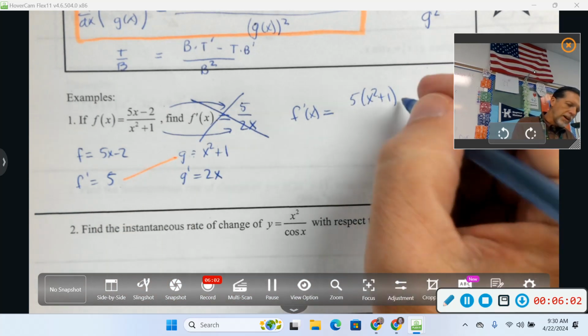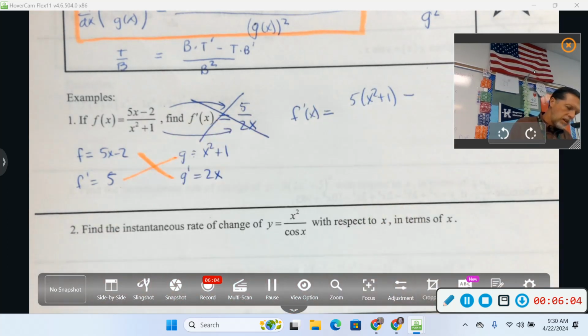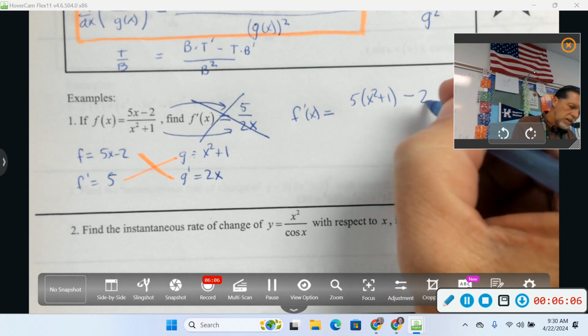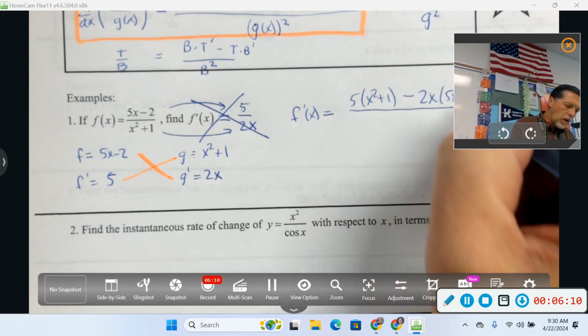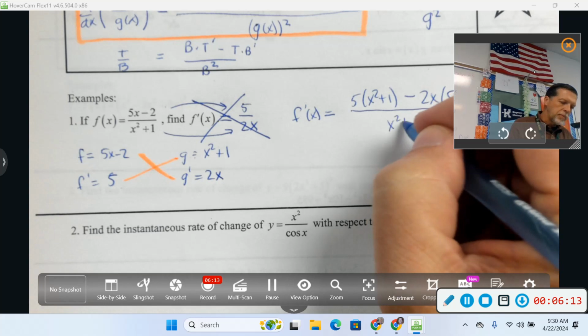minus the other way around, fg prime, 2x times 5x minus 2, all over the denominator squared.